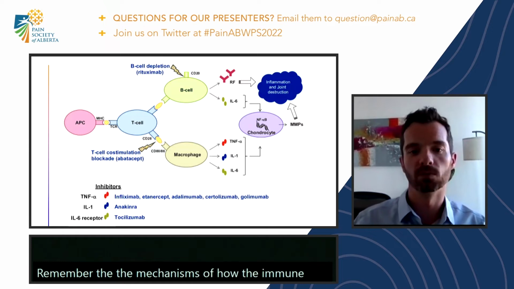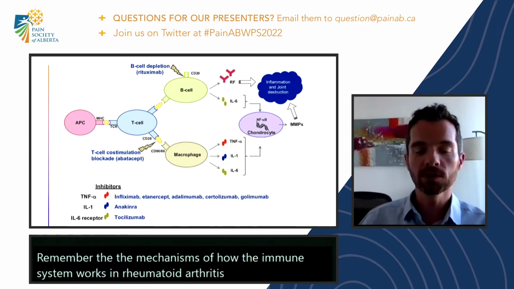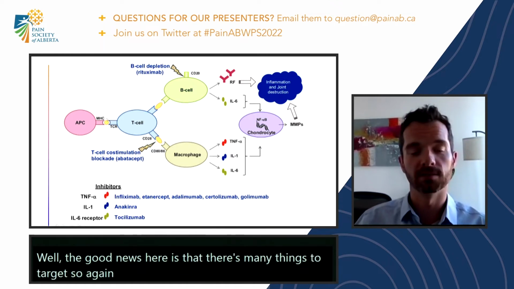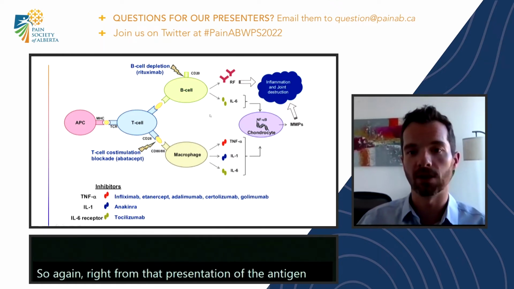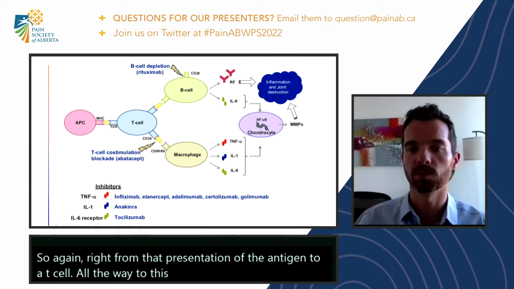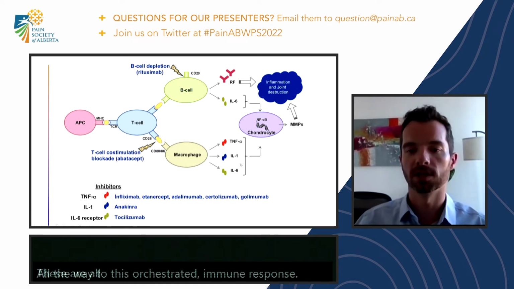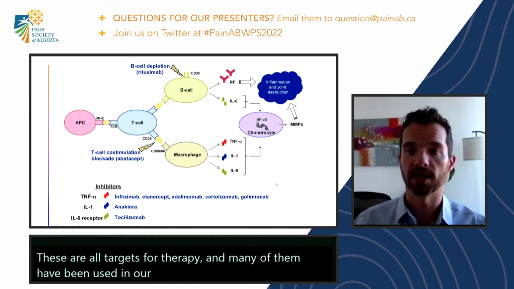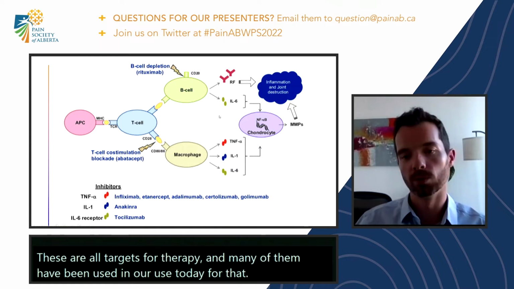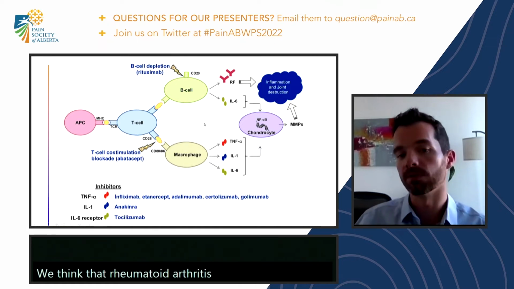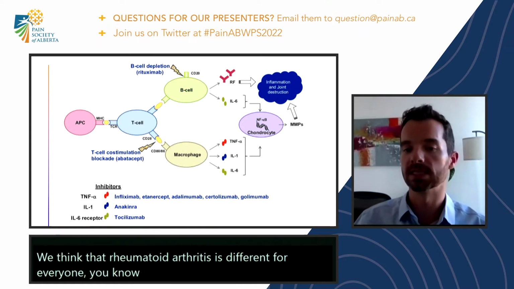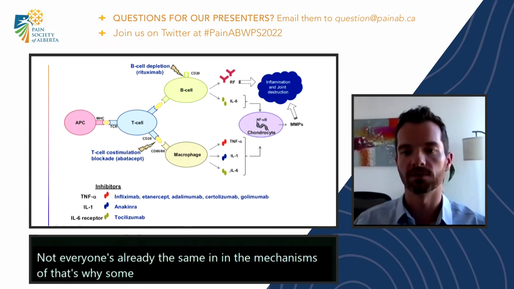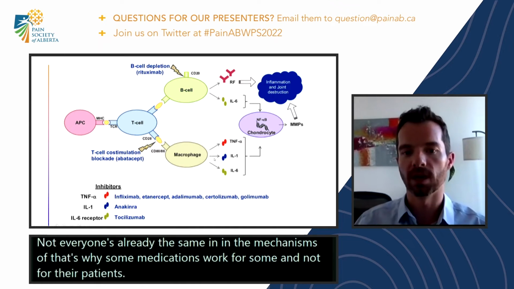So one more complicated slide, just going back a little bit, remember the mechanisms of how the immune system works in rheumatoid arthritis. Well, the good news here is that there's many things to target. So again, right from that presentation of the antigen to a T cell all the way to this orchestrated immune response, these are all targets for therapy, and many of them have been used and are used today. We think that rheumatoid arthritis is different for everyone. Not everyone's RA is the same in the mechanisms, and that's why some medications work for some and not for other patients. And so these do become targets.